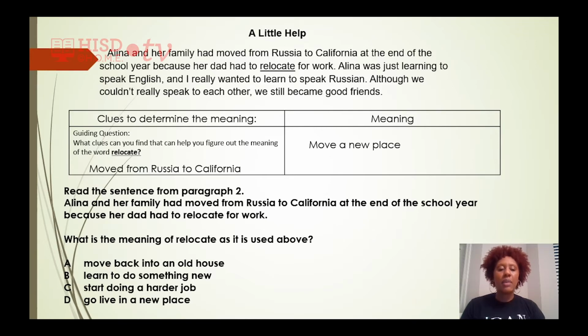So from there, I eliminated the answer choice B, to learn to do something new. They're moving, they're not learning to do something new, so that's why I got rid of B. The next one I eliminated was C, start doing a harder job. They didn't really talk about him doing a harder job, they just talked about him moving from one place to another. So then I have A, move back to an old house, or D, go live in a new place. Based upon the clues that I pulled from the text and the definition that I created, I'm determining that the meaning is D, to go live in a new place.